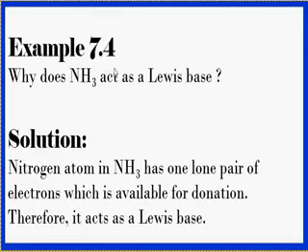Example 7.4. Why does ammonia act as a Lewis base? That is a give reason. Solution: nitrogen atom in ammonia has one lone pair of electrons, which you have already seen, which are available for donation. Therefore, it acts as a Lewis base.